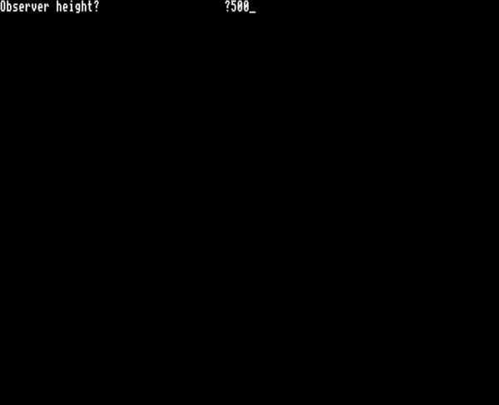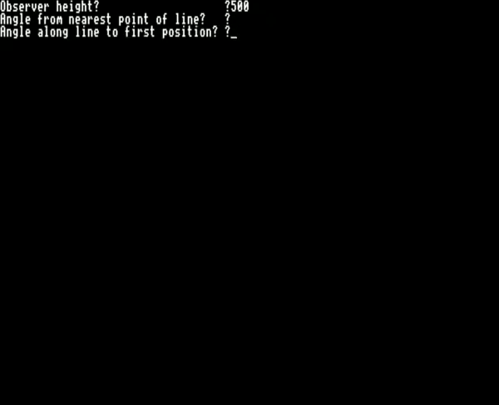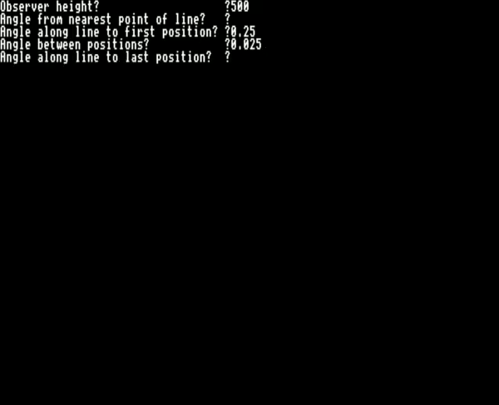So I'm going to put the observer at 500 meters. Actually, screw it. Start at half a degree away. Start at a quarter of a degree away. And we shall go fairly fast. We shall go at 0.025 degrees per iteration, and we'll go all the way to 10 degrees over the horizon. I can always just press escape if I don't want to see it all.